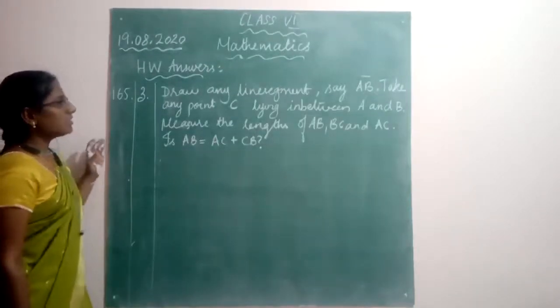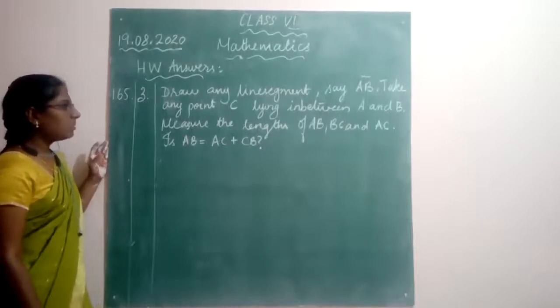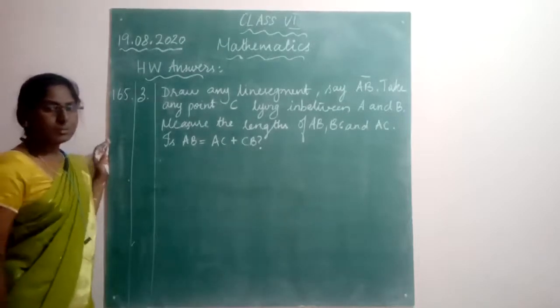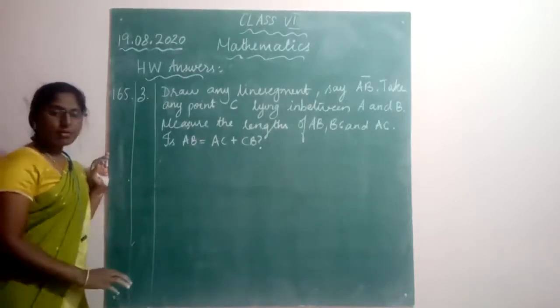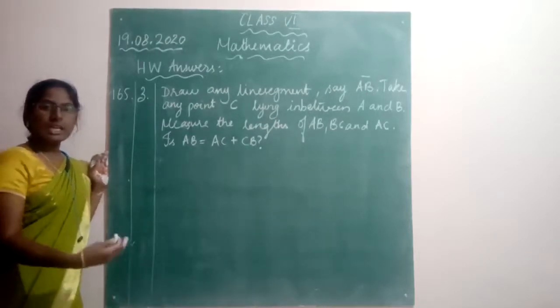Draw any line segment, say AB. Take any point C lying in between them, A and B. Measure the lengths of AB, BC and AC. Is AB equal to AC equal to CB? Okay, let me do an example for you. Okay, it is not necessary that you should follow the same thing. You can draw with any other measurement.